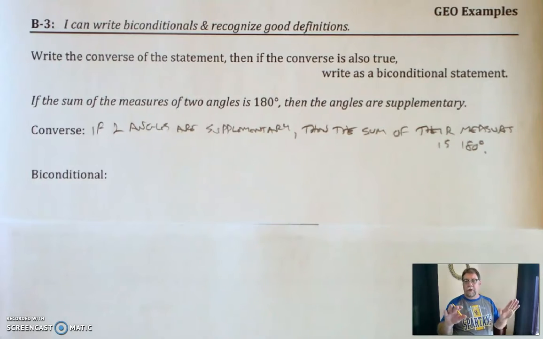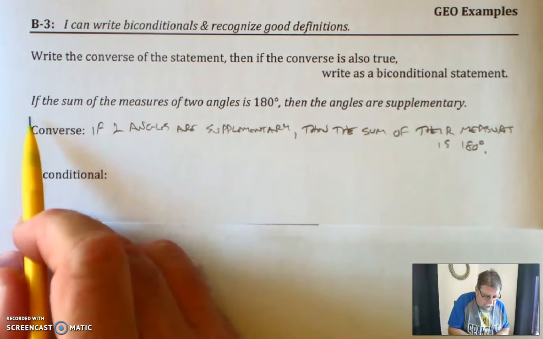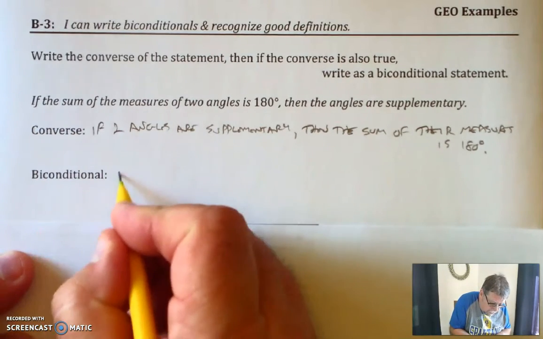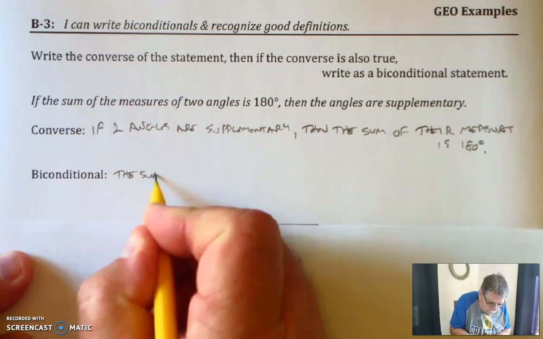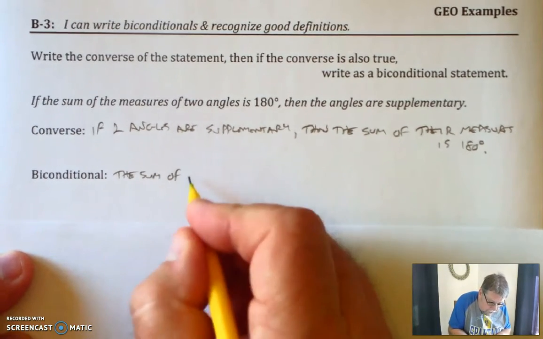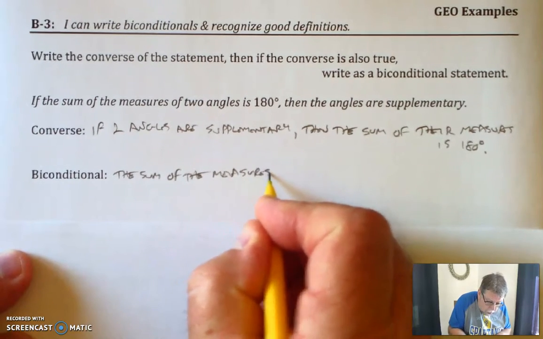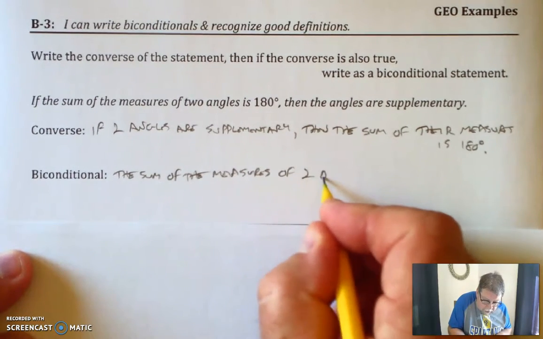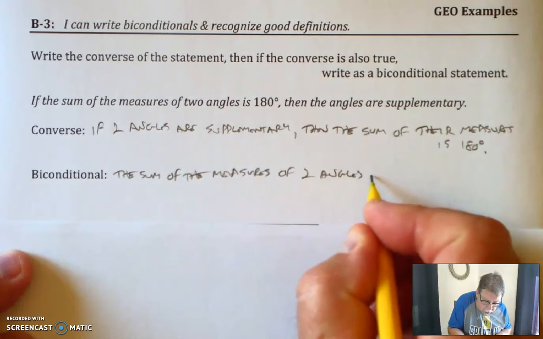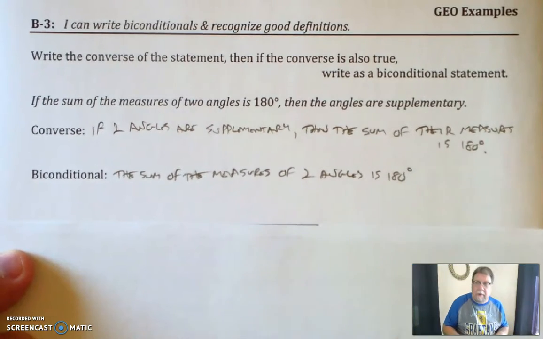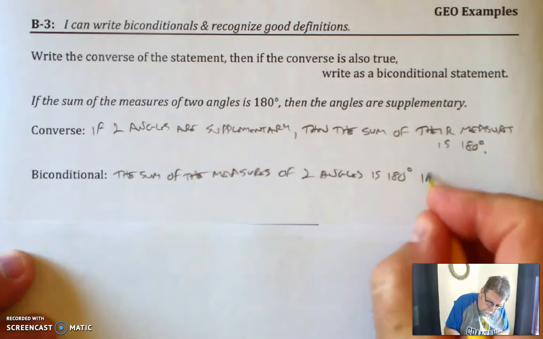To do that, we don't use the word if and then in the statement. We simply start with a hypothesis. So we're going to write this. We're going to say the sum of the measures of two angles is 180 degrees. Then we're going to insert if and only if.